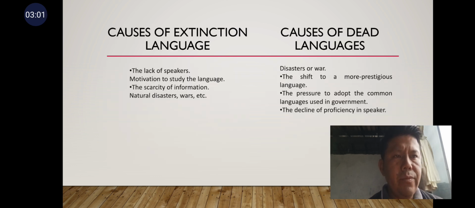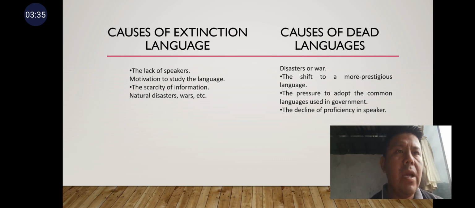What are the causes of the extinction of a language? The probable causes may be the lack of speakers, the lack of motivation to study the language, and the scarcity of information. Also, an extinct language may result from natural disasters or wars.